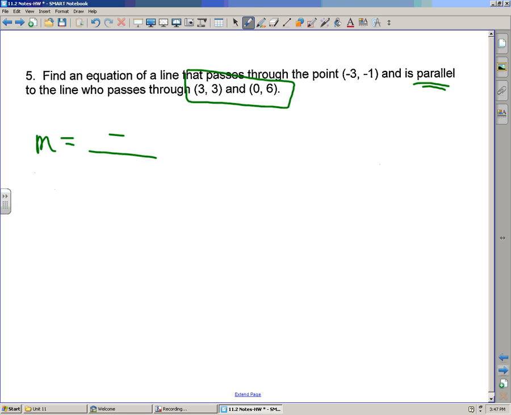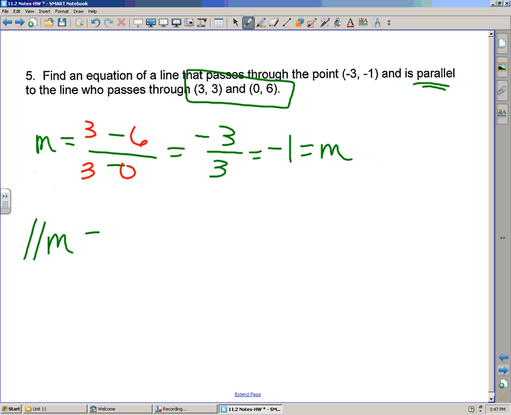Here you've got no choice but to use your slope formula. Slope is the change of y's over the change in x's. The y's would be 3 and 6. The x's would be 3 and 0. The math comes out here to be negative 3/3, which is negative 1, your slope. Because we're dealing with parallel lines, the slopes are the same, negative 1.